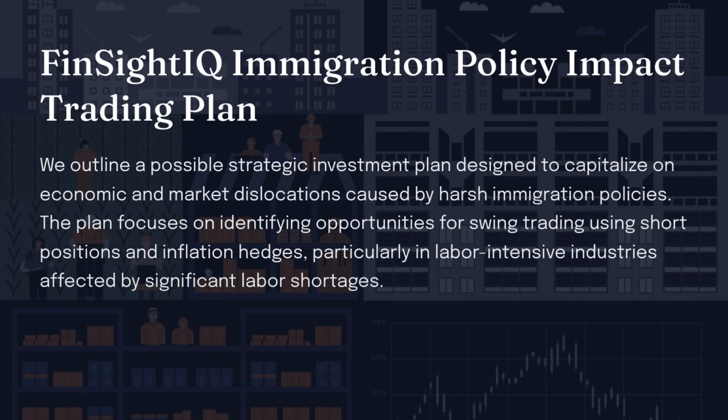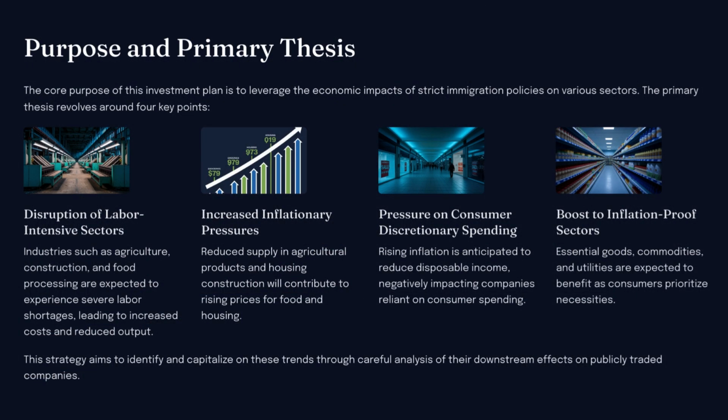So, today's discussion revolves around what we're calling at Finsight IQ, the Immigration Policy Impact Trading Plan. It's a comprehensive approach to how labor shortages, rising costs, and broader economic pressures affect markets. What we're really looking at is cause and effect. How policies made at a high level filter down into the real economy, from farm workers to construction sites to grocery stores. And of course, how we as traders and investors can adapt. Let's break it down into key themes.